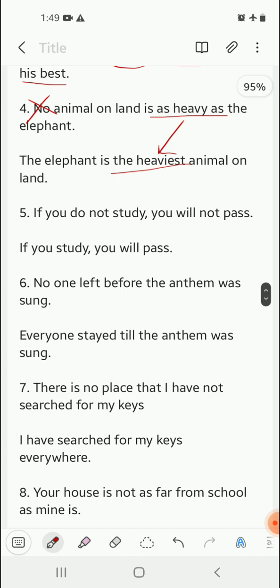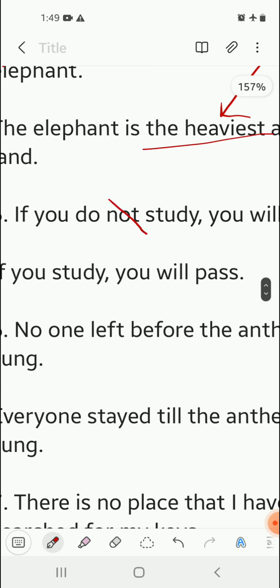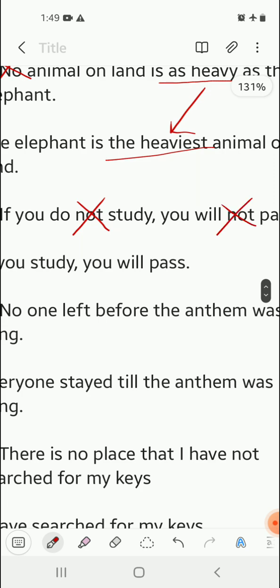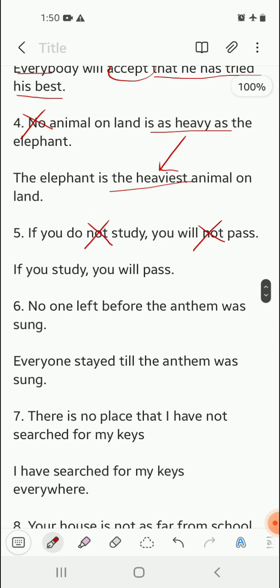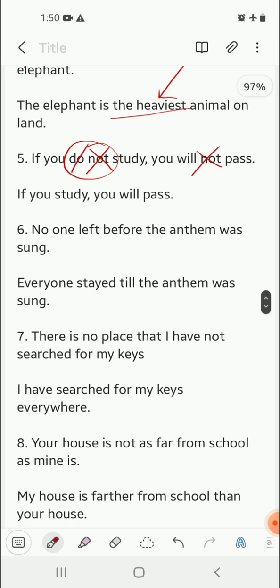Moving on, number five. If you do not study, you will not pass. So first of all, remove this "not" and then check the meaning because there are two "nots" used. So if you do study, you will pass. So remove this "do" because "do not" comes together, that is "don't". So remove this "do not". So the sentence becomes if you study, you will pass.